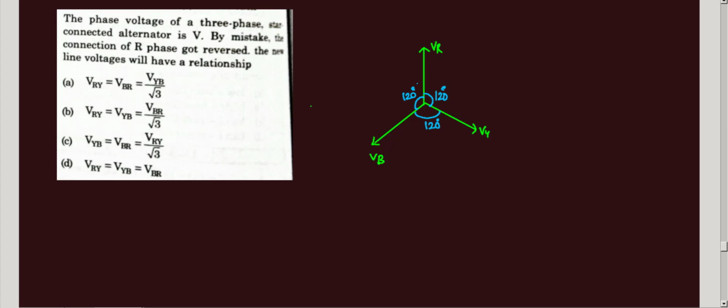So how can you calculate the line voltages? Suppose the phase voltages are VRN equal to VR, VYN equal to VY, and VBN equal to VB. VR means it is the voltage between the line and neutral. So these are phase voltages. How can you calculate the line voltage? The line voltages are VRY, VYB and VBR. These are the line voltages.